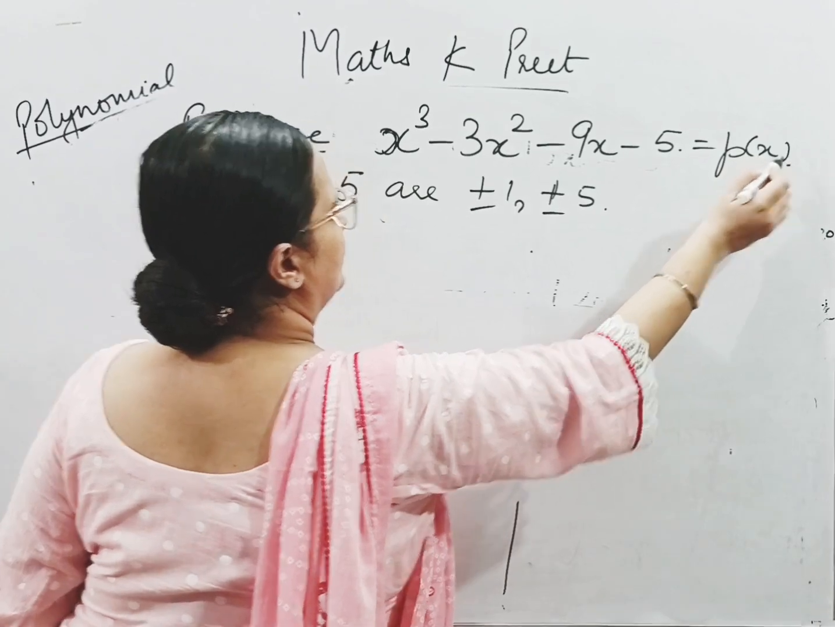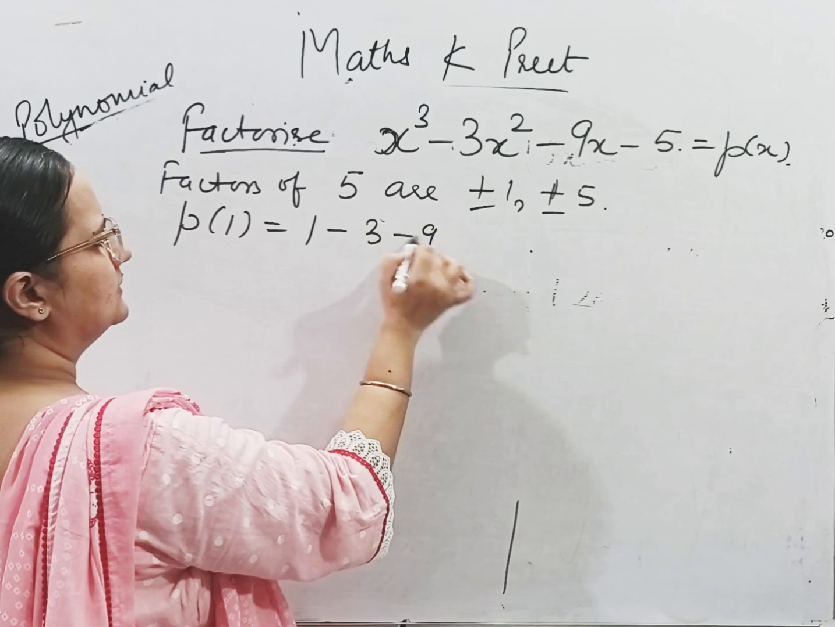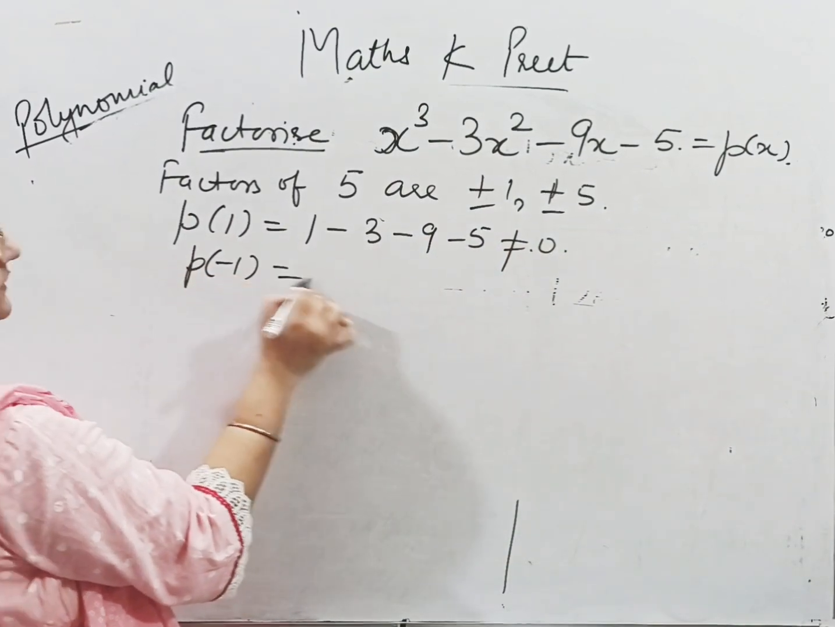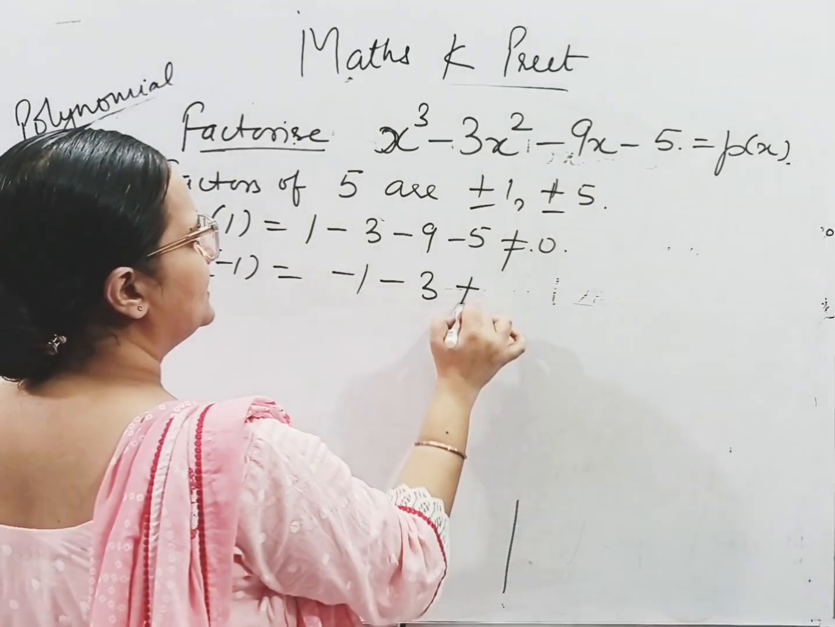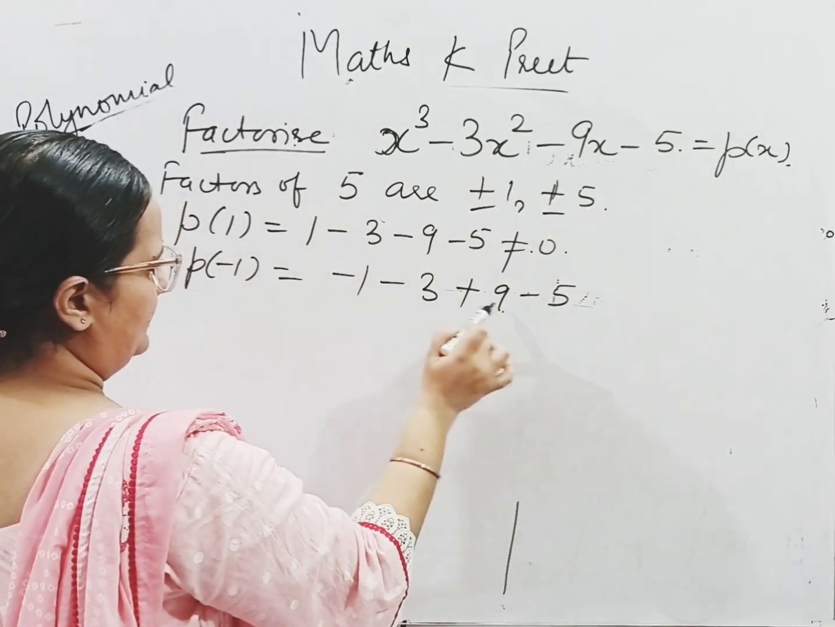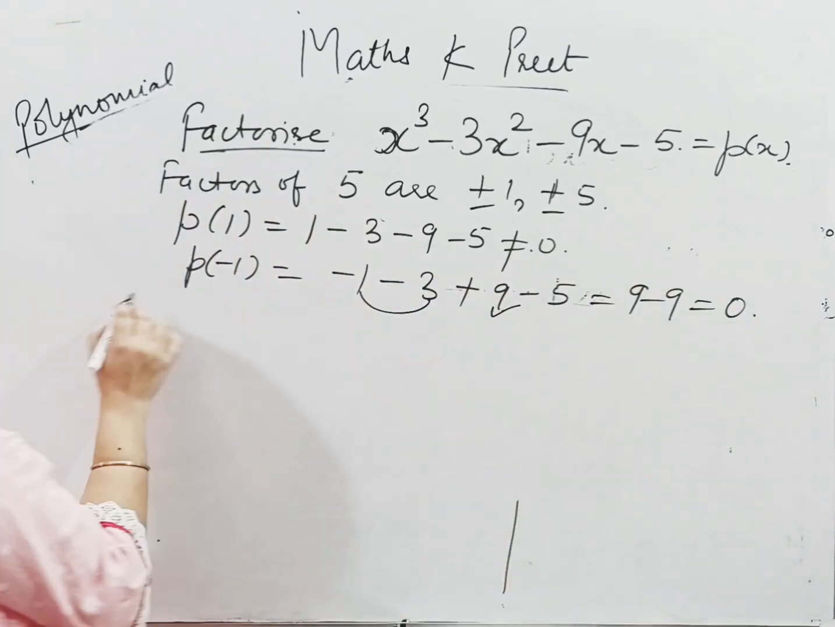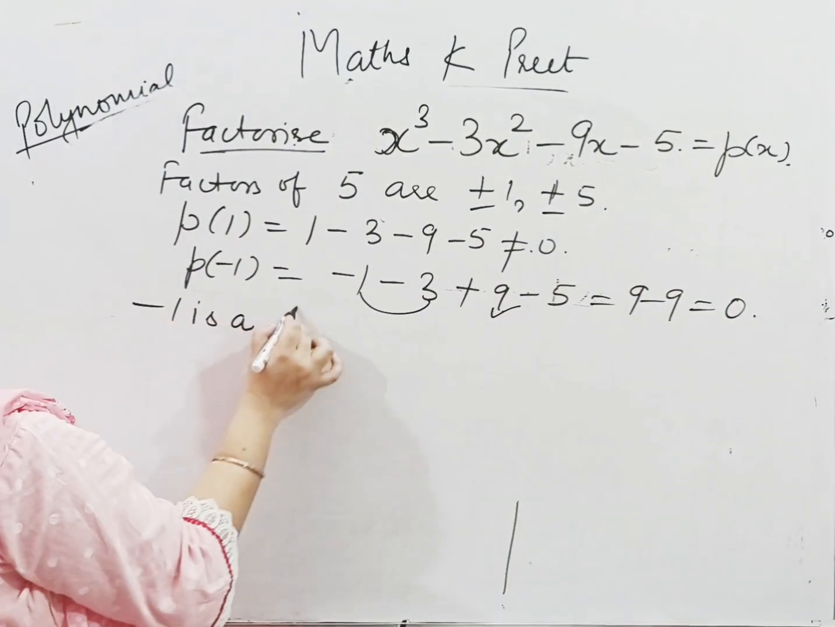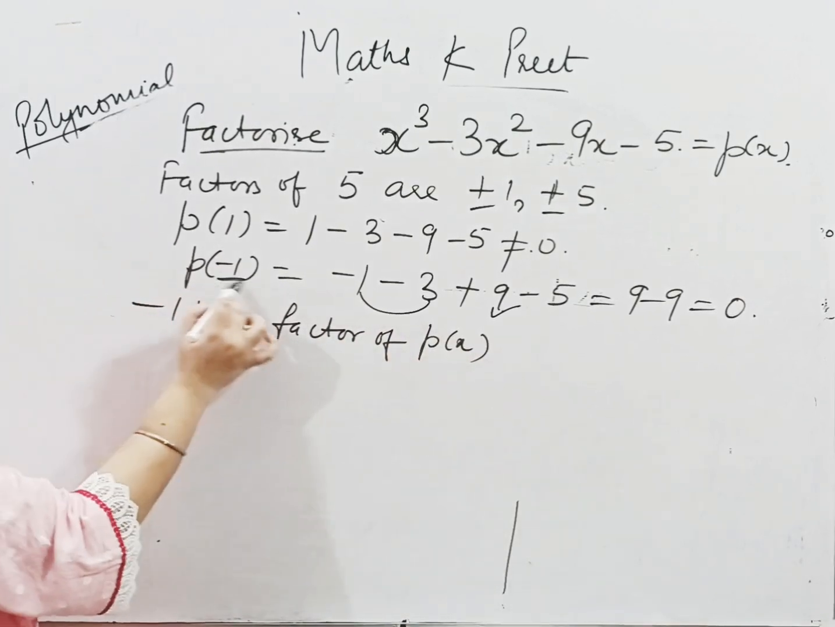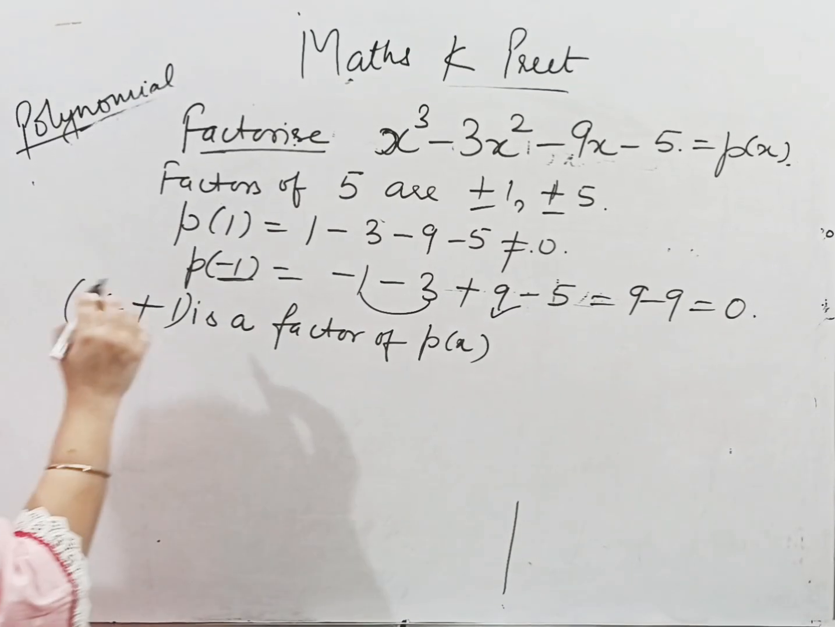See, I will first take positive 1, put the values, which is not equal to 0. P of minus 1 will be minus 1 minus 3 plus 9 minus 5. So here 9 minus 9 is equal to 0. So minus 1 is a factor of p of x. So minus 1 is the value, so the factor is what? x plus 1. x plus 1 is a factor of p of x.